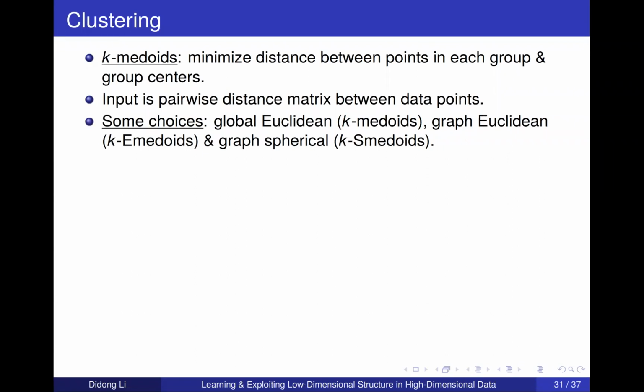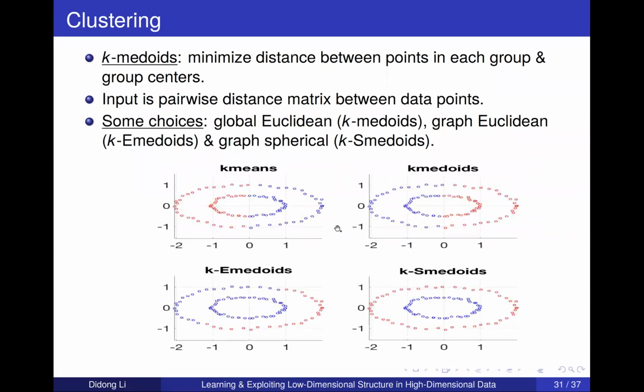So we have 4 choices for distance. We can either use a Euclidean, graph Euclidean, which is used in Isomap, or graph spherical. We call it K-Estimator, the spherical one. You can see these 2 examples. The first panel is k-means. We all know that k-means doesn't work for this kind of data. And Euclidean medoid does not work for this small sample size case, but spherical medoid works, because even for this small sample size case, we can still approximate the geodesic distance better than the Euclidean case.